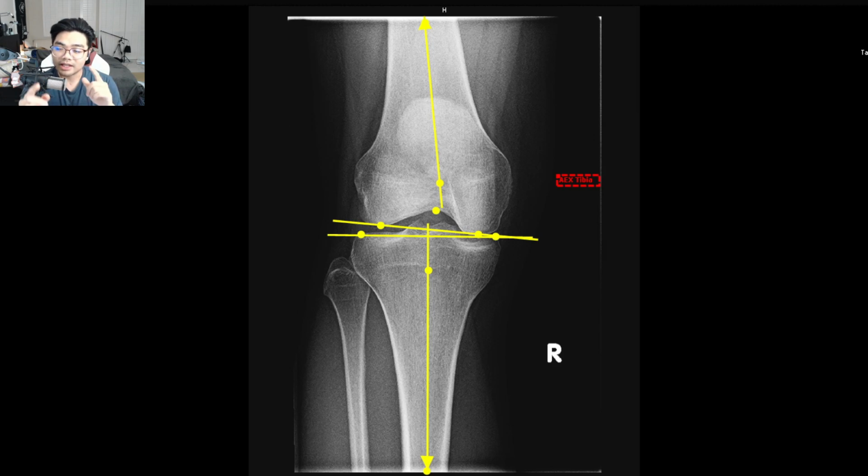Did you know that 80% of knee subluxations are either an anterior medial femur or a posterior lateral tibia?